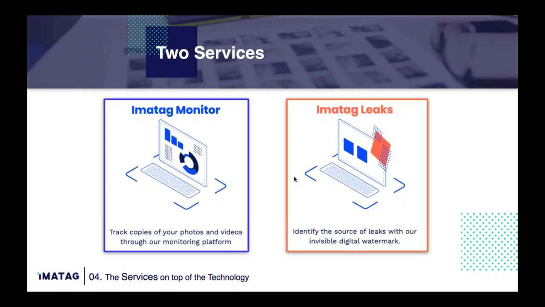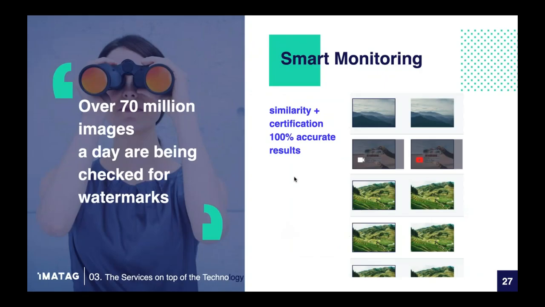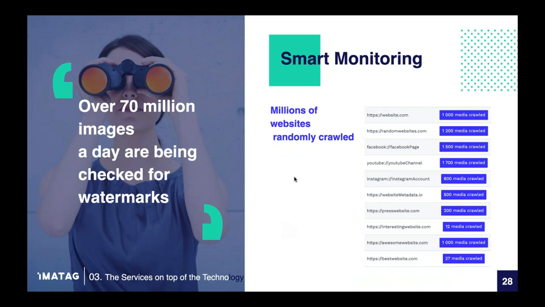So let's drill down a little bit into these services to see what more specifically they do. As I said, the Monitor uses similarity and watermarking for certification of matches. We have in-house crawlers that monitor millions of websites randomly looking for matches of your images, and once detected, alert you of their presence along with the URL, the positioning of the file, the name of the website and the source of the URL.